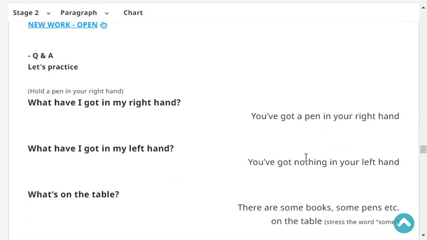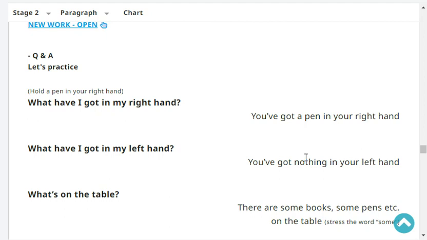What have I got in my right hand? You've got a pen in your right hand. What have I got in my left hand? You've got nothing in your left hand. Very good.